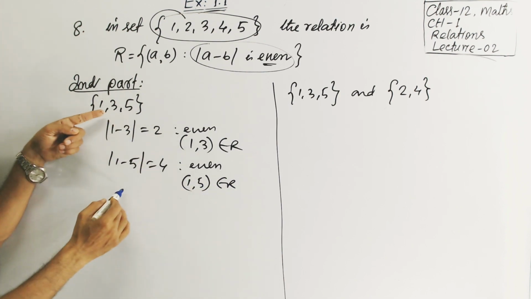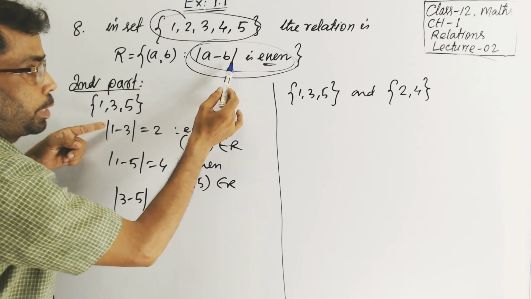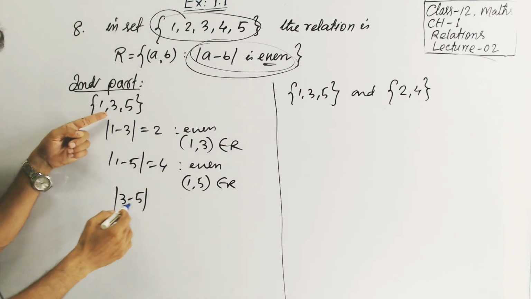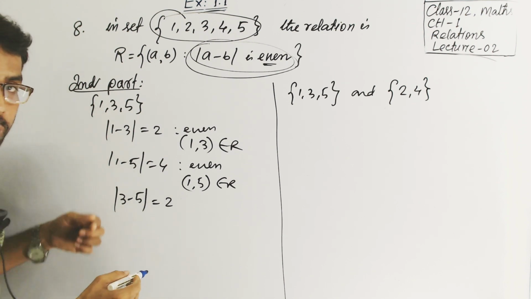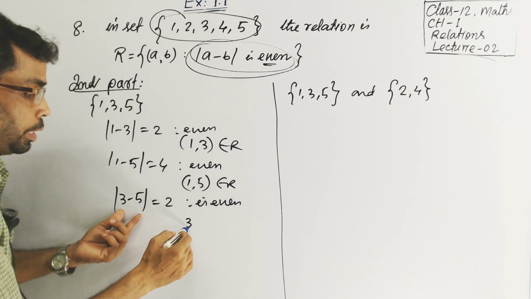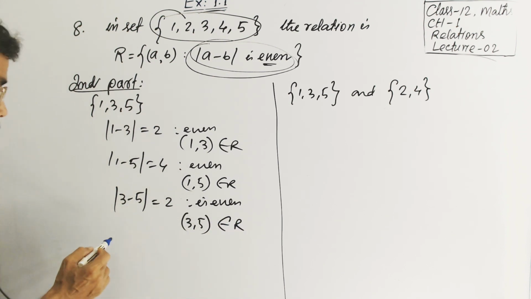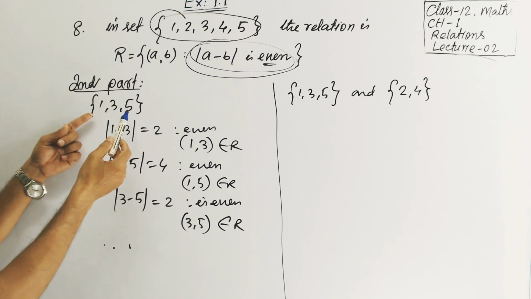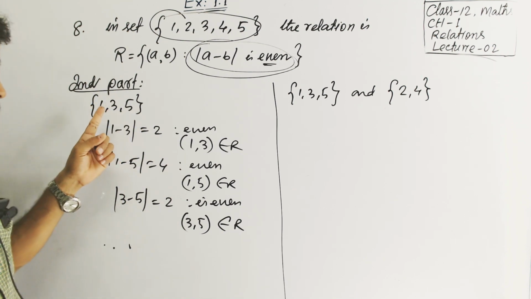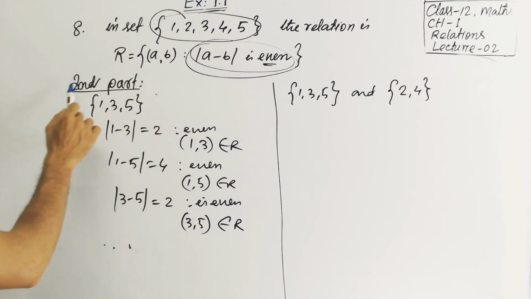That means 1 and 5 are also related. Then if we take 3 and 5, we are always applying this condition, modulus of A minus B, and we are taking here 3 and 5. The modulus of 3 minus 5 is again 2, positive, which is also even. That means 3 and 5 also belong to the relation, and hence every element of this set is related to each other. 1 is related to 3, 3 is related to 5, 1 is related to 5. So all the elements are related to each other in this set.